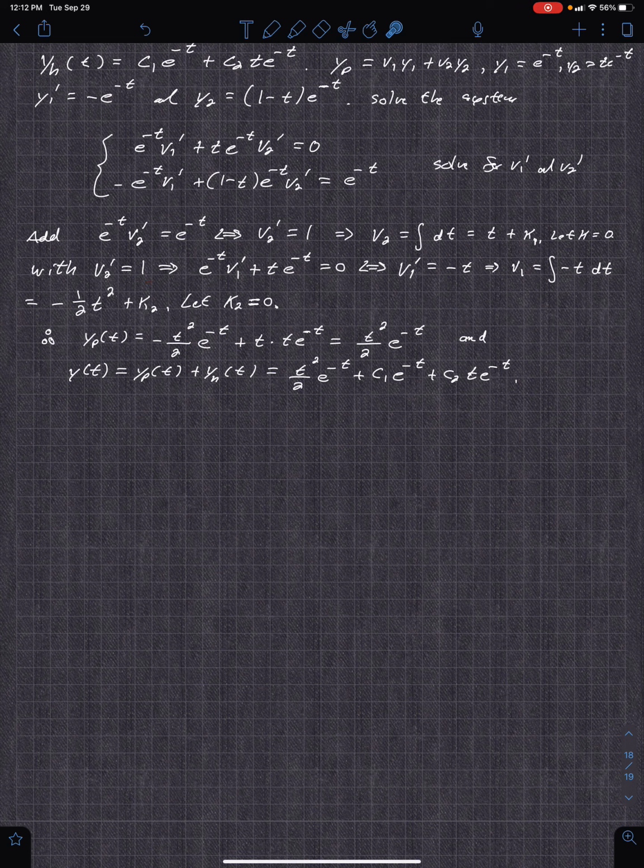So v1 prime is that. Then you substitute to find v1, which is negative t squared over 2 and v2, which is t, and so you get just negative t and then 1/2 t squared. Then particular then is the sum of those, which you can actually simplify. And then your general is particular plus homogeneous, and so here's your particular and here's your homogeneous. Okay. Last section is next in 4.7.